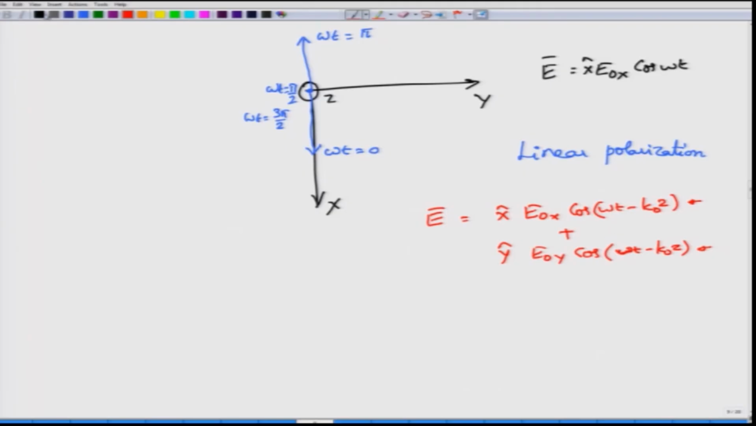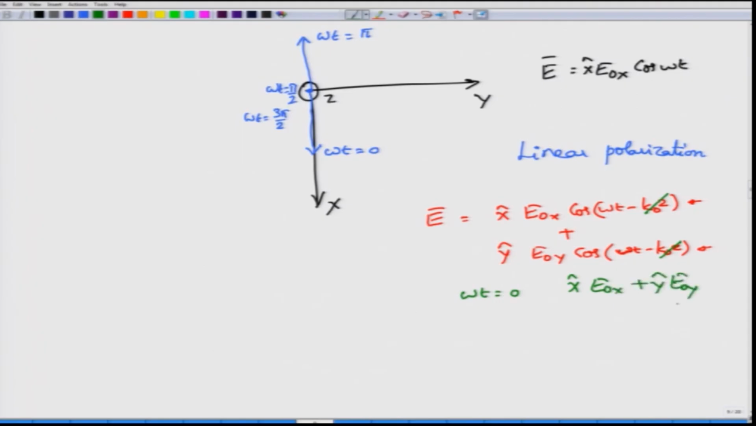Now, let us consider again the same kind of a scenario. I have omega t, I am going to consider k0 z is equal to 0. So, which means they are constants, and I am going to change the value of omega t. So, first let me assume omega t equal to 0. So, when I assume omega t equal to 0, what will happen to this expression? So, at omega t equal to 0, you have x hat E0 x plus y hat E0 y.